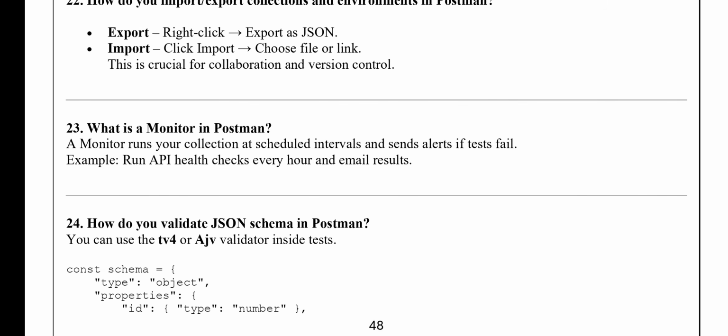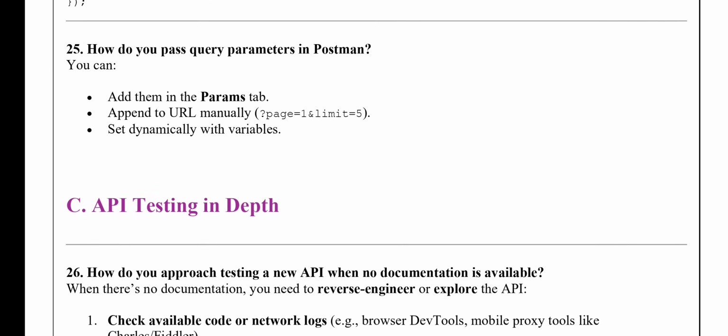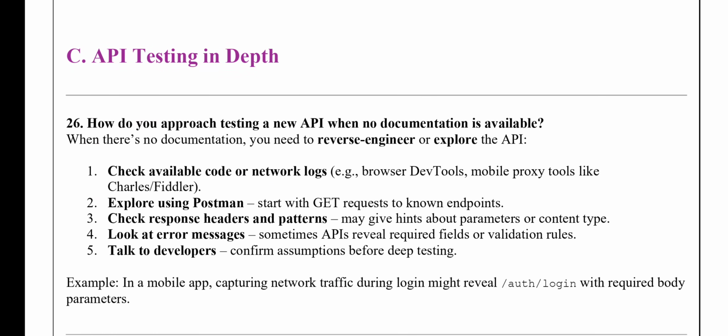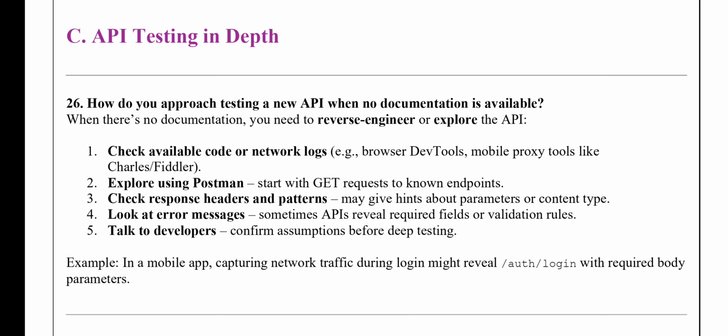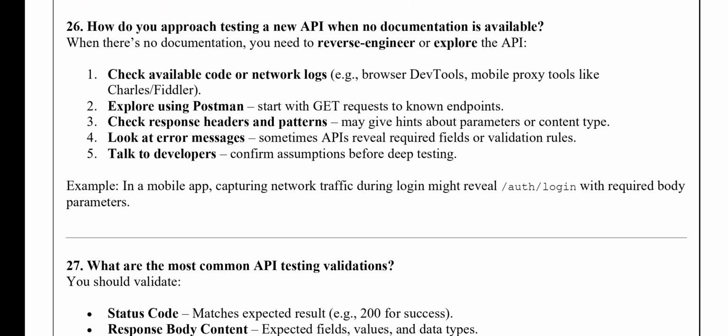What is a monitor in Postman? How do you validate JSON schema in Postman? How do you pass query parameters in Postman? Okay, so in the next section we have spoken about API testing in depth. How do you approach testing a new API when no documentation is available?